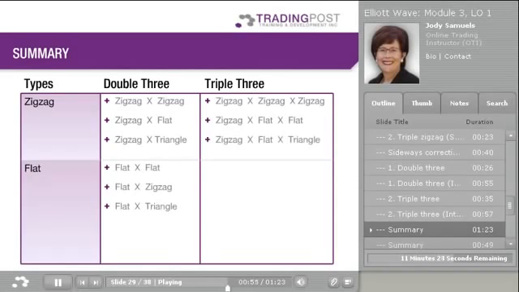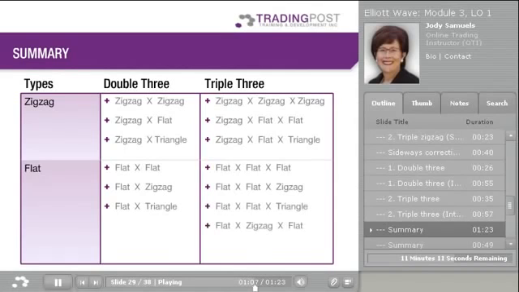Possible flat triple three combinations are flat-flat-flat, flat-flat-zigzag, flat-flat-triangle, flat-zigzag-flat, flat-zigzag-zigzag, and flat-zigzag-triangle. This is a good chart to keep in front of you when you are looking at corrective patterns. If a corrective pattern seems to go on, it is because of these combinations.